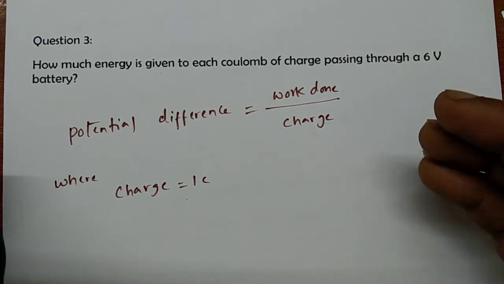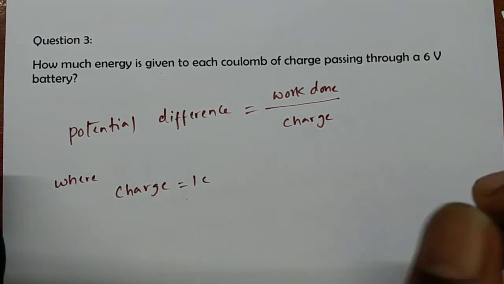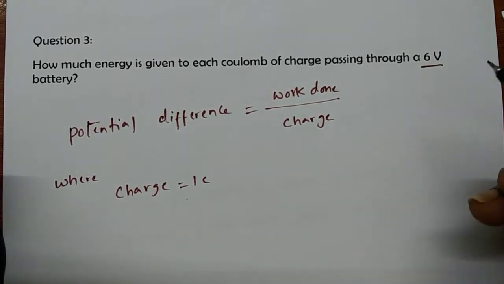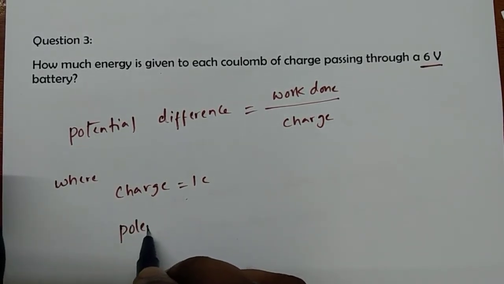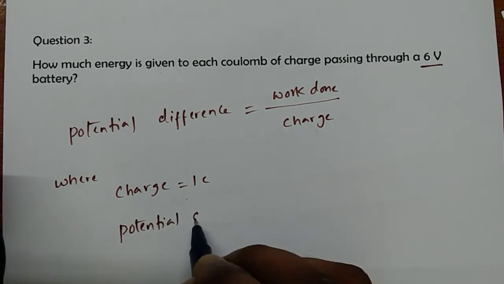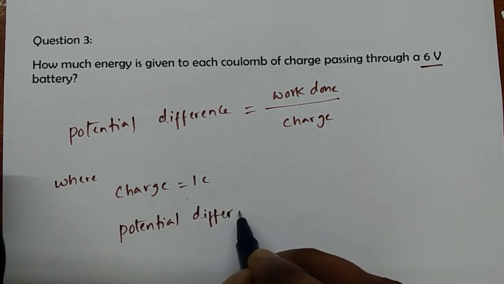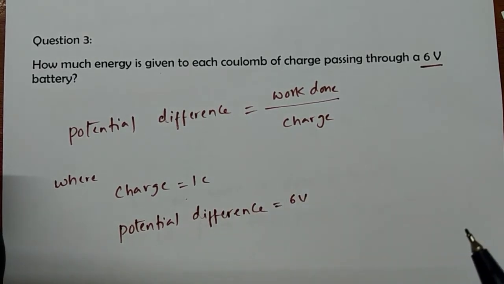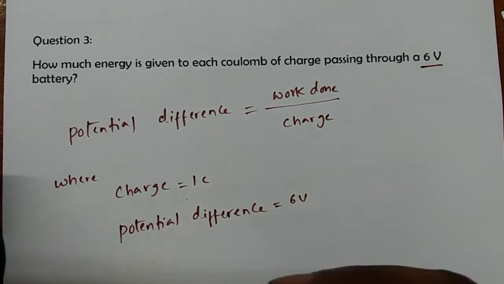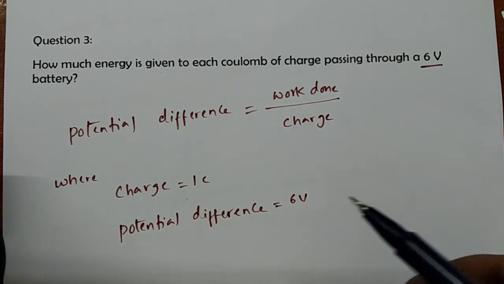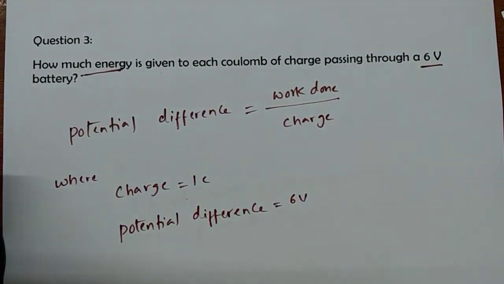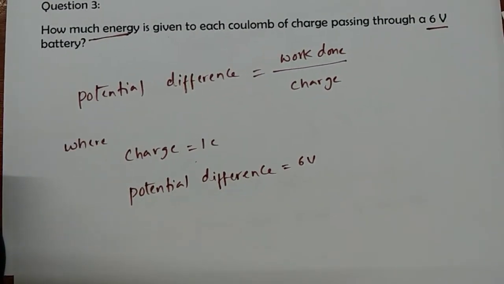That means the battery contains potential difference. So what is the 6 volts? 6 volts is nothing but potential difference. So they gave potential difference also. Potential difference is equal to 6 volts. And what do we need to find now? How much energy? So how much energy do we need to find now?